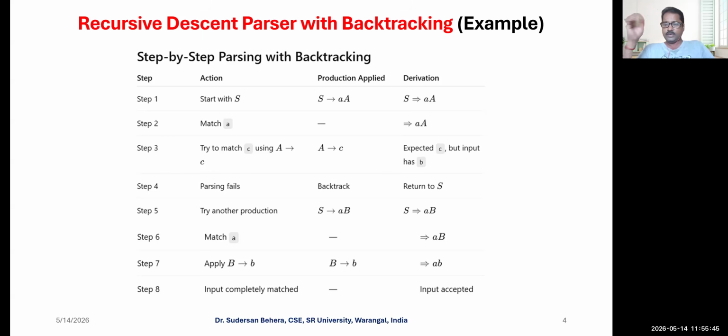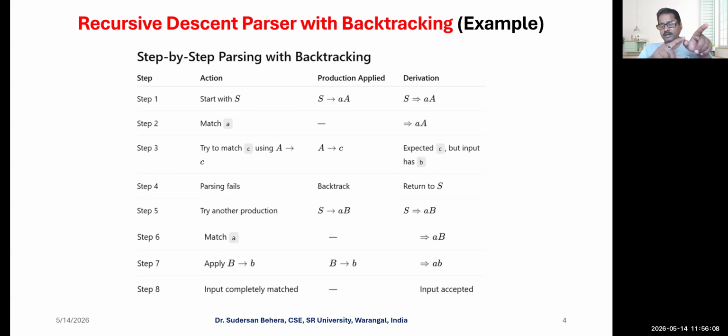So capital A needs to be expanded, because that is a non-terminal. So now capital A is expanded with its production. What is the production of A? That is small c. So A is expanded as small c. Okay, so what is the input loaded in the input buffer? A, which is already read. Now currently it is reading B, and simultaneously it has expanded A as c.